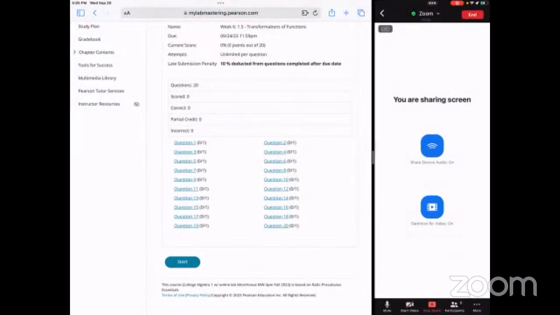Hey, Google, give me a random number between 1 and 20. 19.